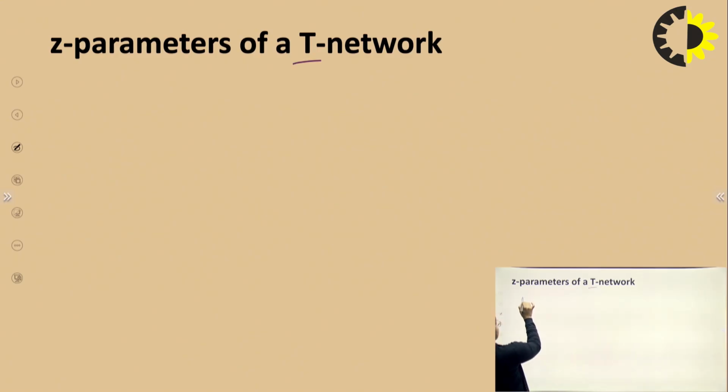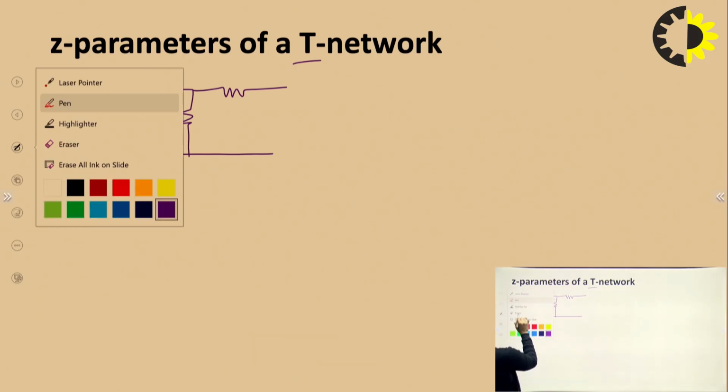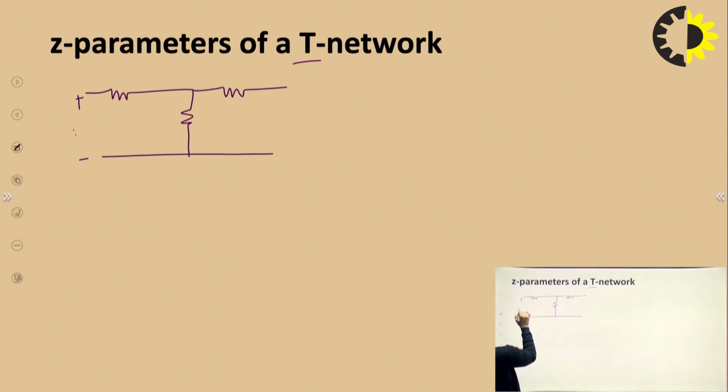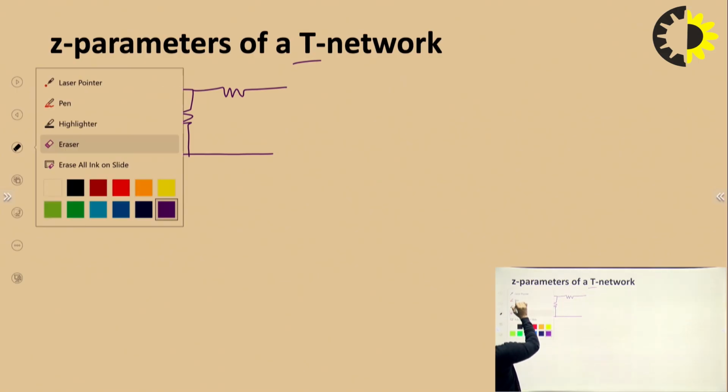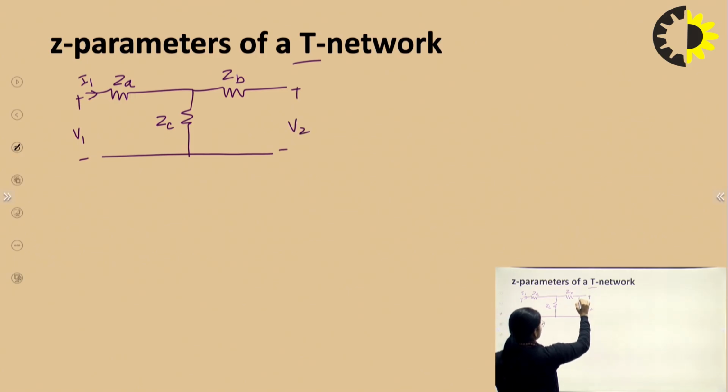So, let's make a T network here. This is the T network. Let's say this is input port V1 and this is current I1. This is ZA, this is ZC, let's say this is ZB, this is port 2 V2 and this is current I2. So, I need to calculate the Z parameters of this T network.